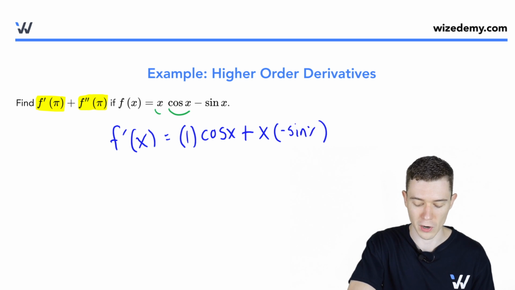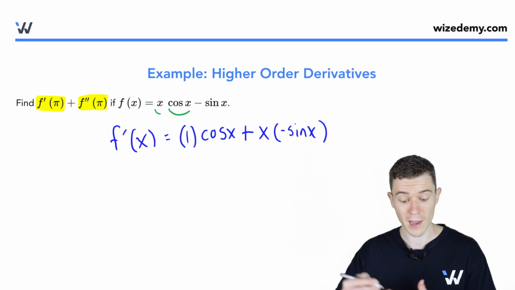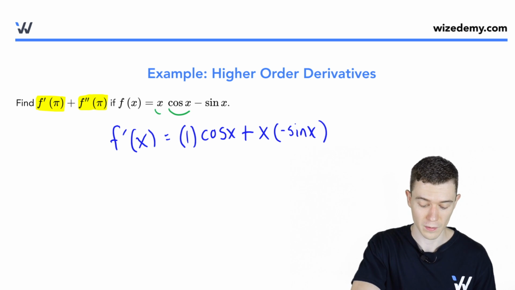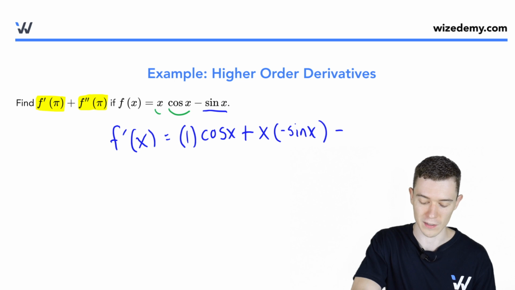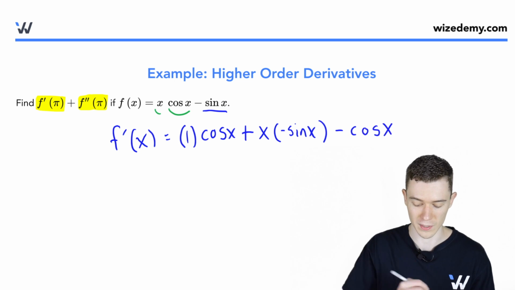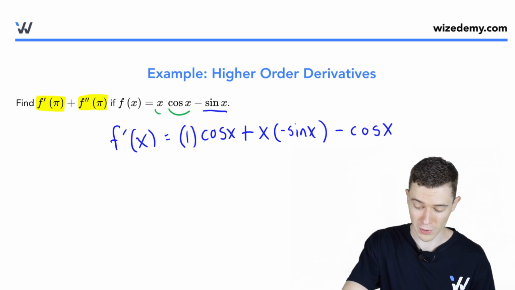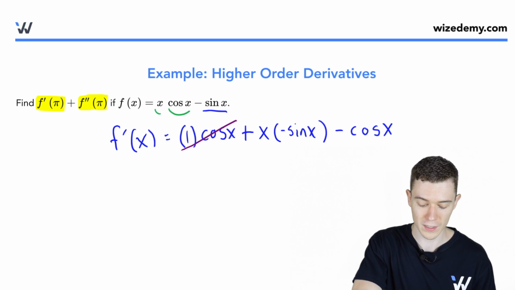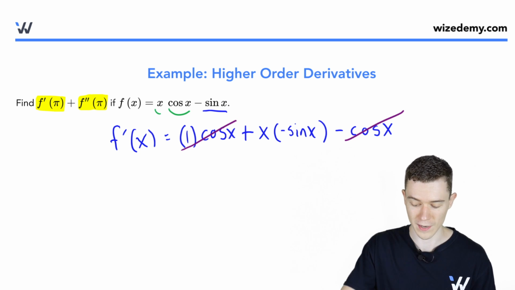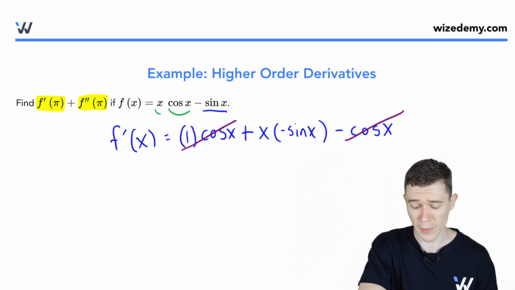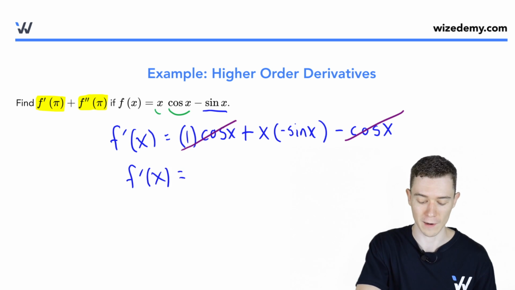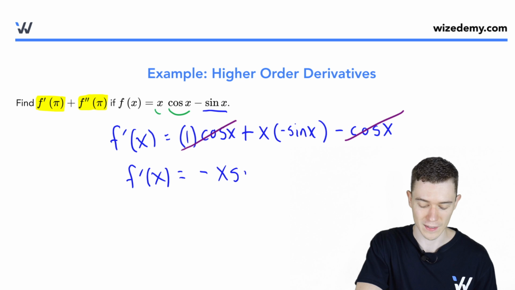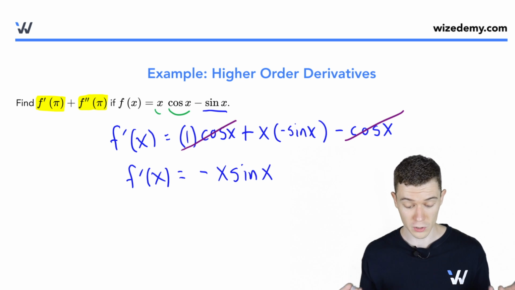The derivative of a co is always negative. Then we still have minus the derivative of sine. The derivative of sine is cosine. So this is minus 1 cosine x. Oh hey, that's pretty nice because we've got a plus cosine x minus a cosine x canceling out. We have a simplified first derivative here. Often a good idea to simplify if you can. Minus x sine x. There's our first derivative.